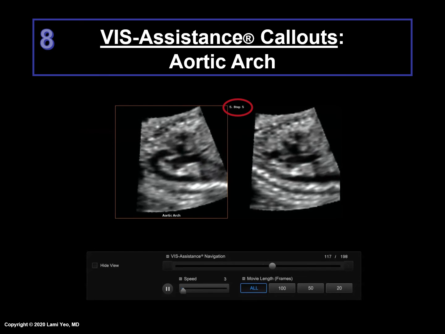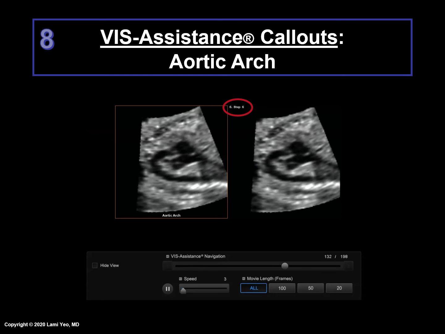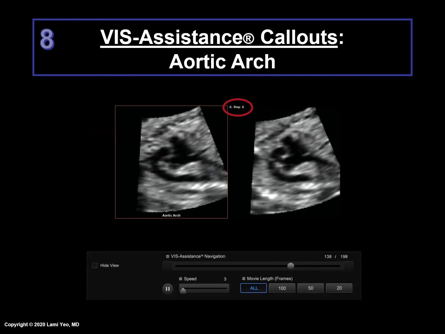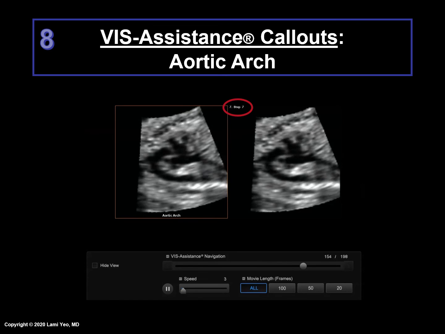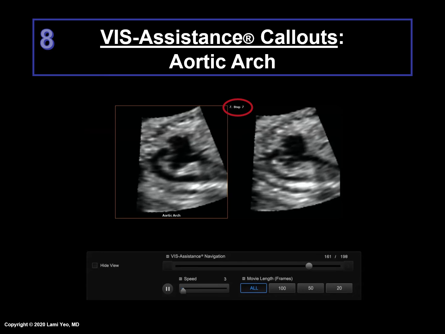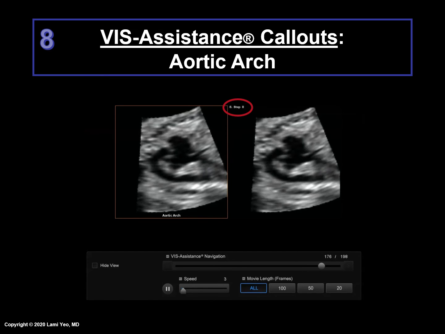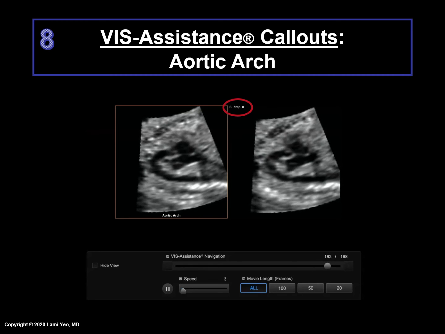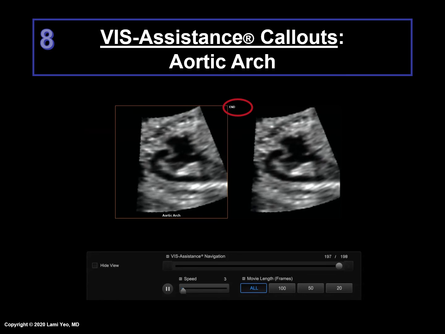The fifth callout states Step 5. The sixth callout states Step 6. The seventh callout states Step 7. And the eighth callout states Step 8. Remember that automatic navigational movements are programmed to show the anatomical structures of the aortic arch and or improve the success of obtaining the aortic arch.